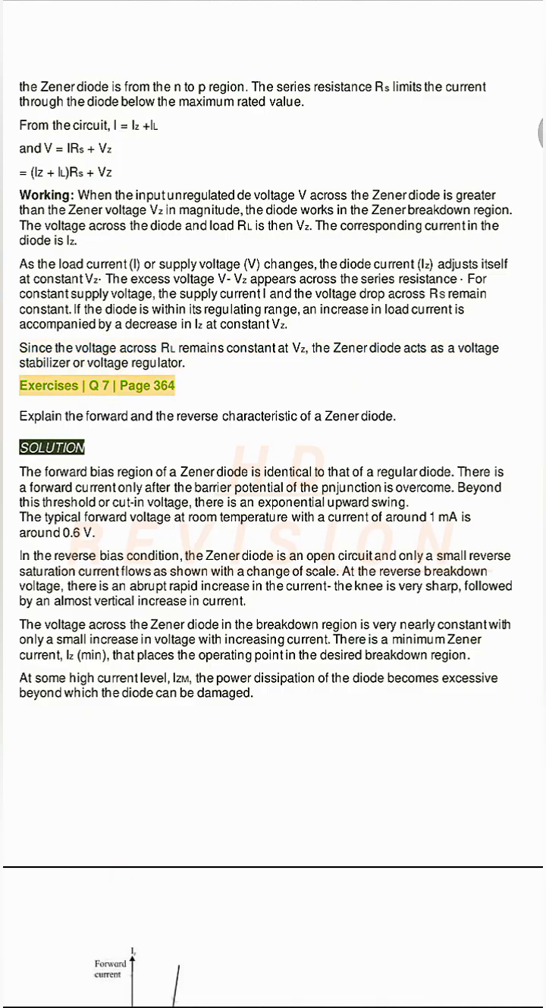Exercises Q7, page 364. Explain the forward and the reverse characteristic of a Zener diode. Solution. The forward bias region of a Zener diode is identical to that of a regular diode. There is a forward current only after the barrier potential of the PN junction is overcome. Beyond this threshold or knee voltage, there is an exponential upward swing. The typical forward voltage at room temperature with a current of around 1 mA is around 0.6 V.